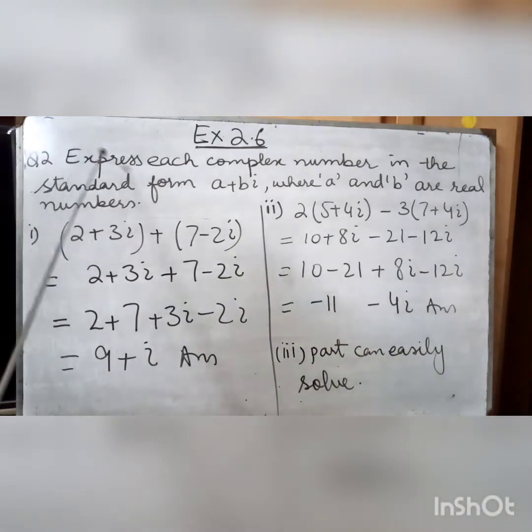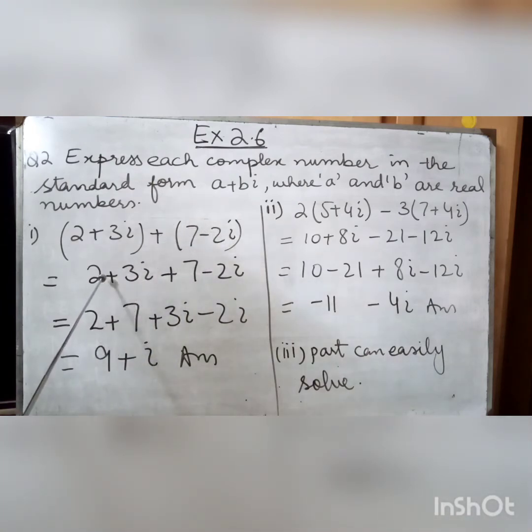Question number 2. Express each complex number in the standard form a + ib, where a and b are real numbers. First part, (2 + 3i) + (7 - 2i).